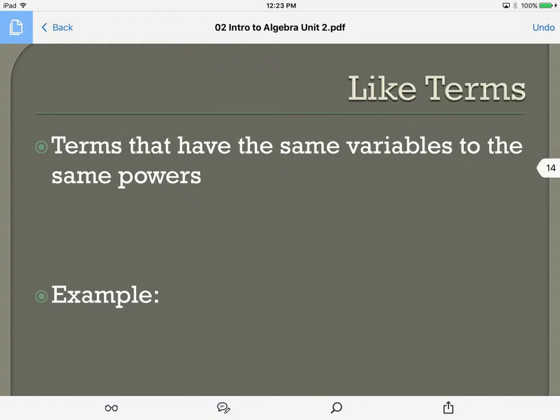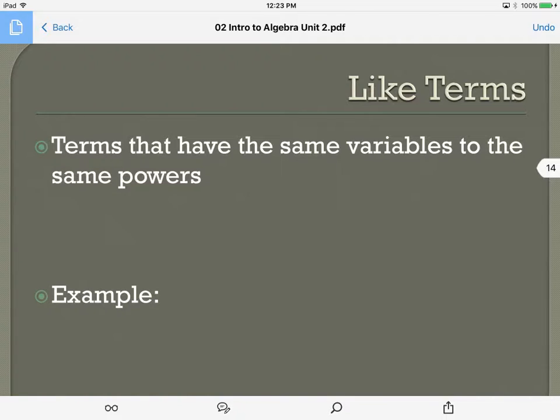Okay, like terms. This is one of the most important things we're going to cover. So you really need to tune into this. Like terms are terms that have the same variable to the same power. I'm going to give you a couple examples and non-examples here. So if you need to write that down, go ahead and pause me. Probably a good idea because you really need to pay attention to this. So here's what we've got.